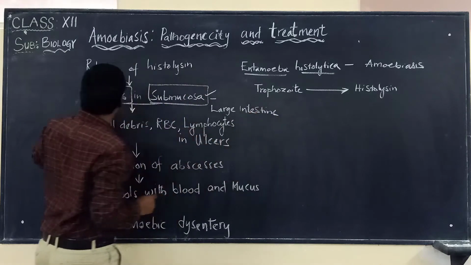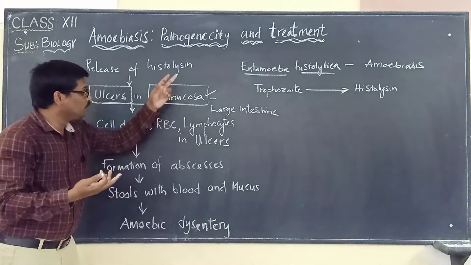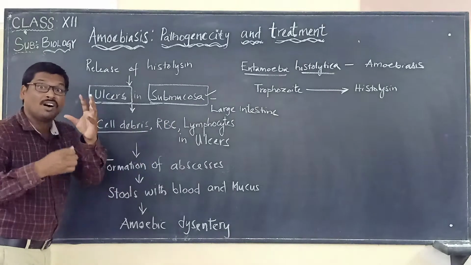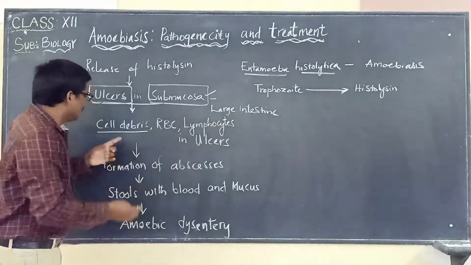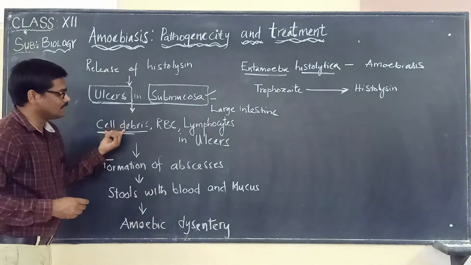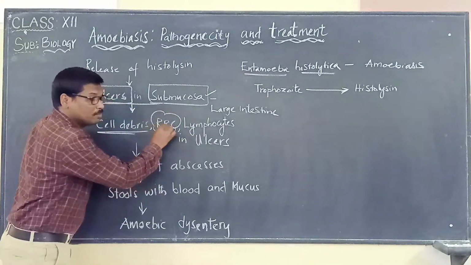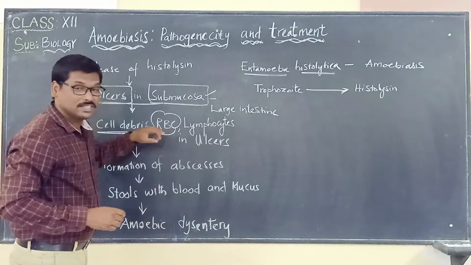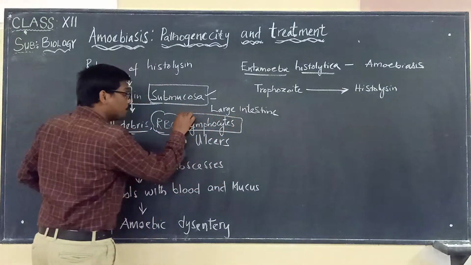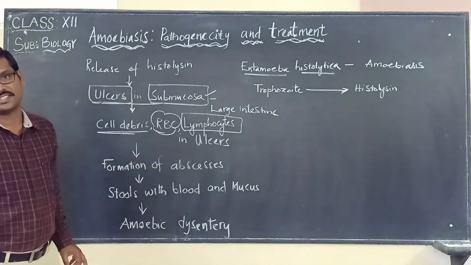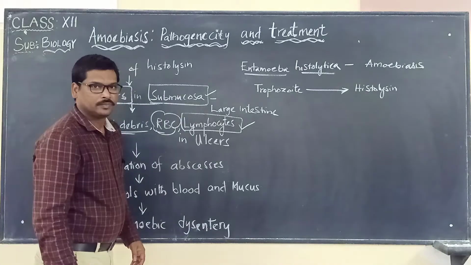Once it causes ulcers, what will accumulate in that area? There will be cell debris, all the destroyed cells of the tissue or organ. And in those ulcers we also see an accumulation of RBCs, and moreover there will be lymphocytes present in the ulcers.